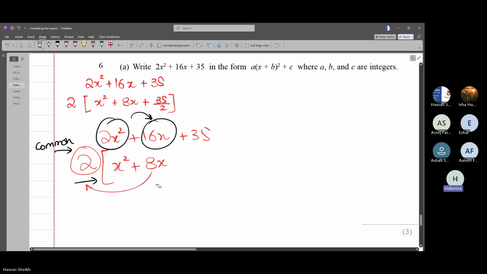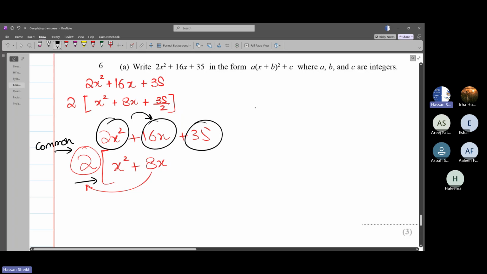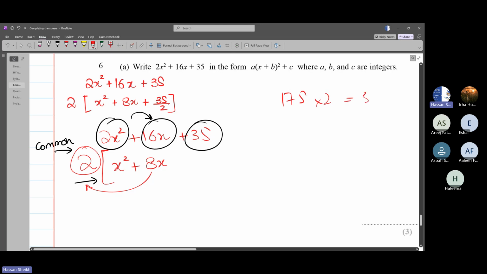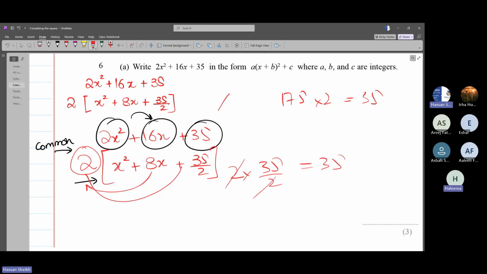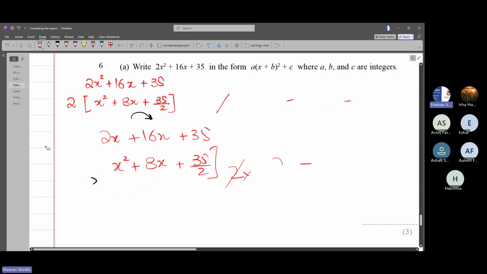And then out of 35, do you agree that this must be written here as 17.5, because 17.5 times 2 is 35. So either you write 17.5 or you write 35 over 2. When this 2 comes back and multiplies with 35 over 2, they cancel and we're left with 35, the same number. Understand now?